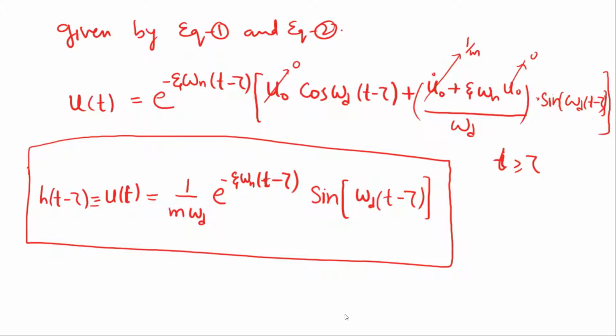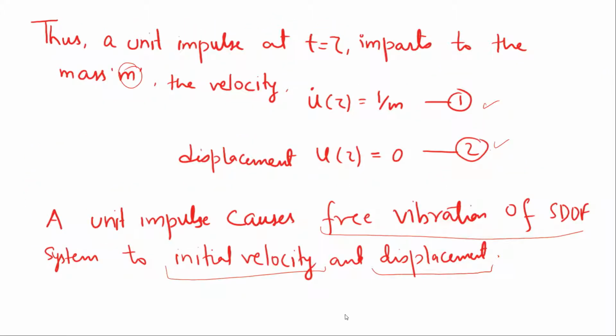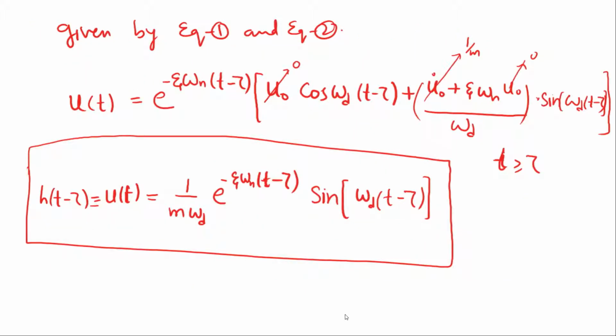So we will put the values: we have considered u naught as 0, and u dot was 1 by m. So we have put the value here at t equals tau. Now h of t minus tau, equal to u of t, is 1 by m omega d e to the power minus xi omega n (t minus tau) sine of omega d (t minus tau). This is the unit impulse response.